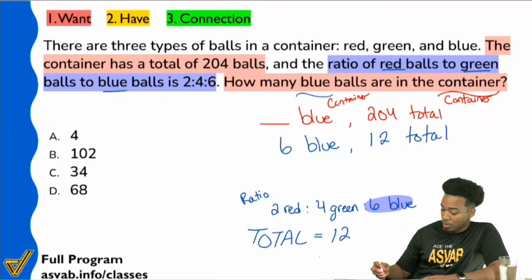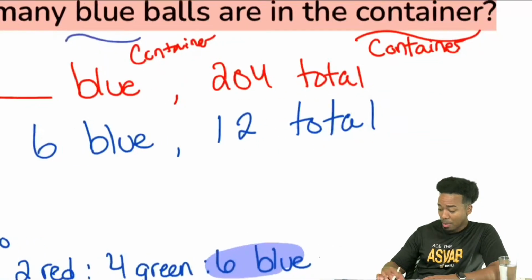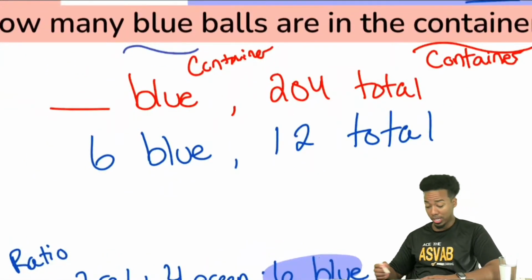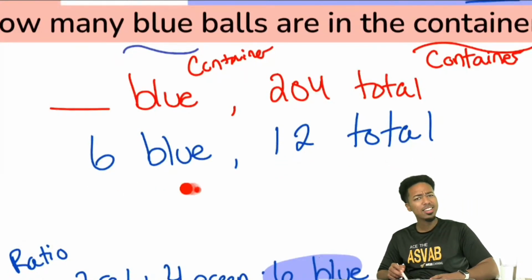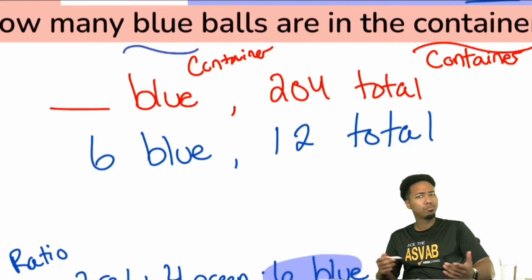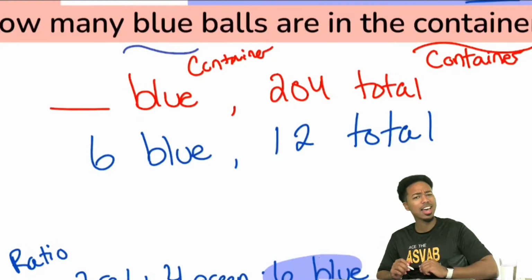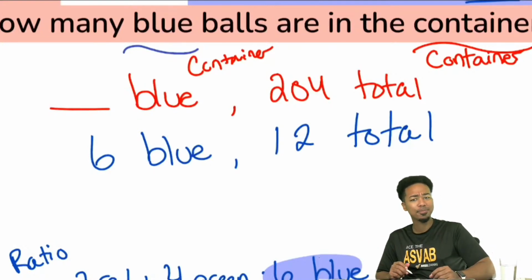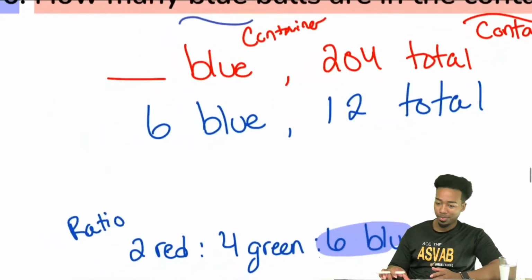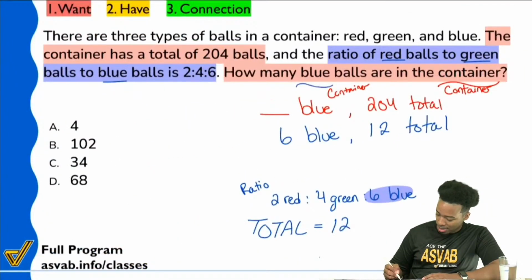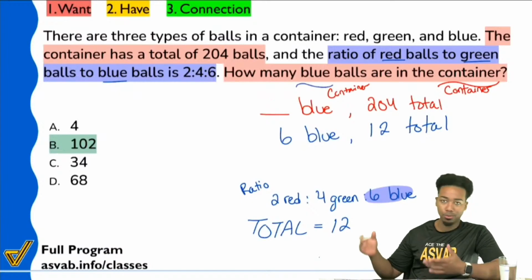So with that, when you have this set up, you might be able to just look at this and tell what the answer is. Because you see that the number of blue is half of the total. Is that true, everybody? 6 blue, 12 total. Blue is half of the total. Because if you see that, you don't even need to make the proportion. If you're looking for the number of blue and you got 204 total, what's half of 204? 102. Boom. That's 102, and there's your answer.